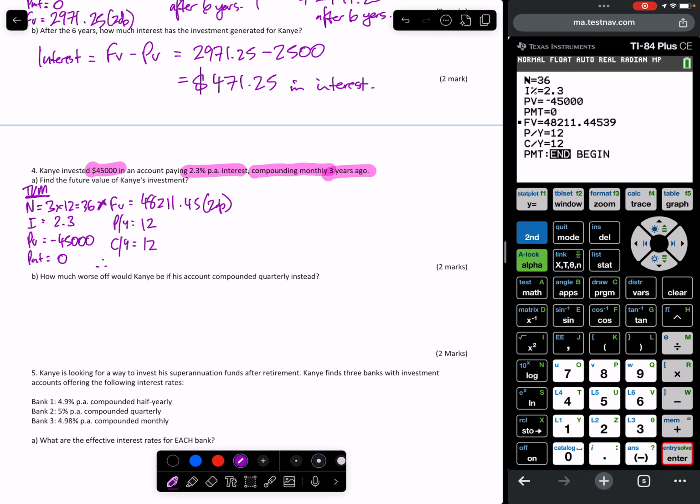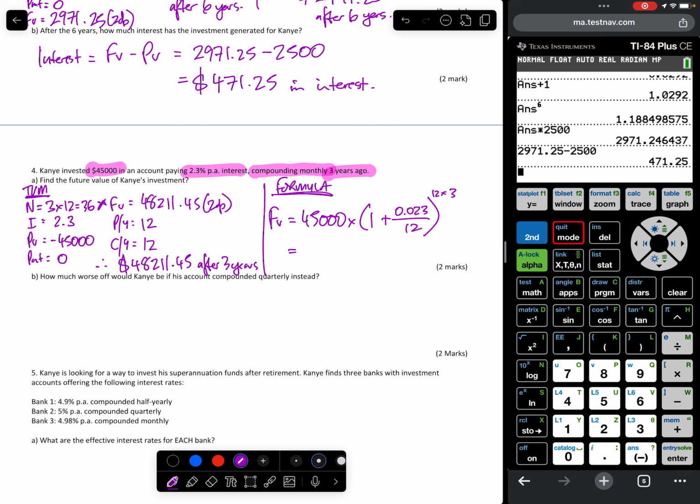Therefore, 48,211.45 after 3 years. Formula method. FV equals the PV 45,000 times by 1 plus 0.023 over 12, to the power of K, which was 12, times by the number of years, which was 3.